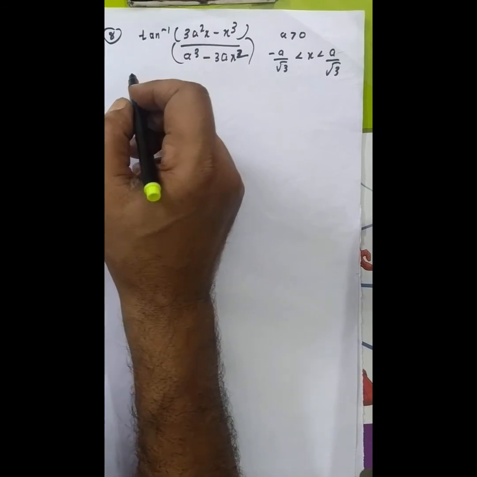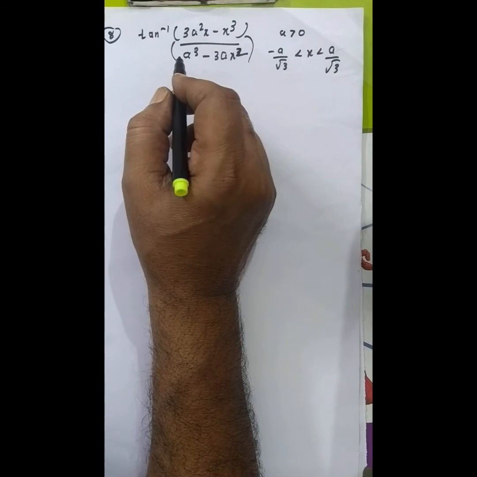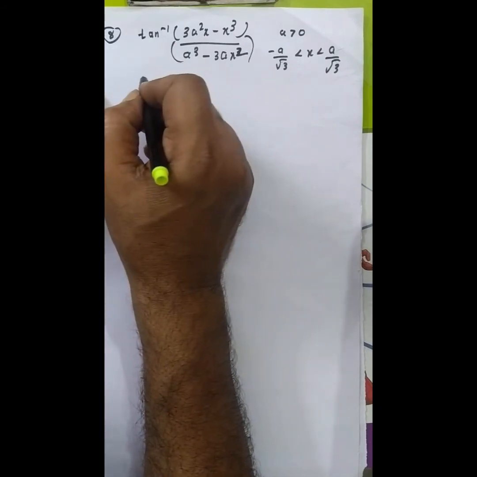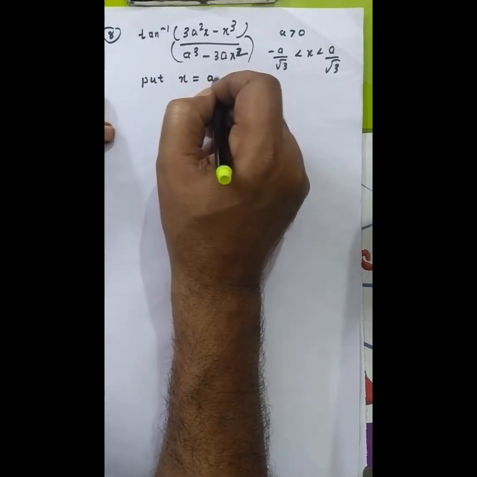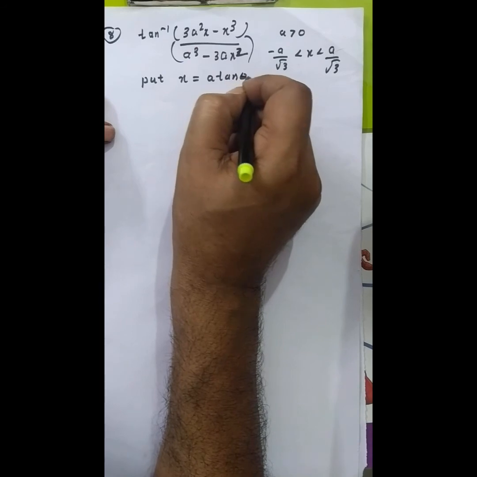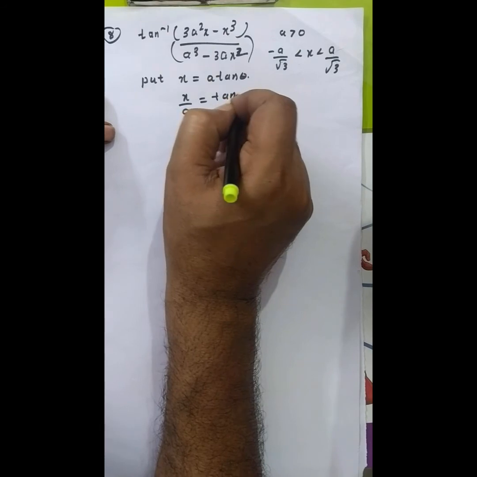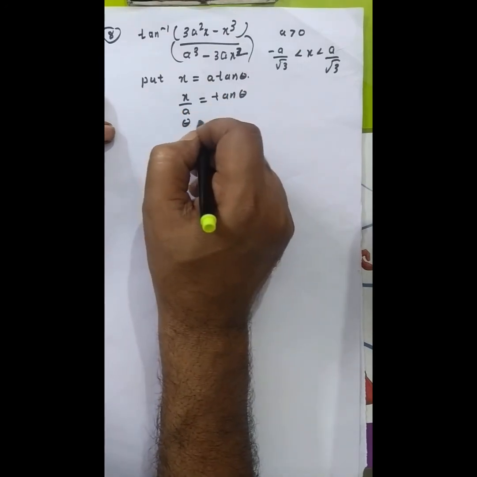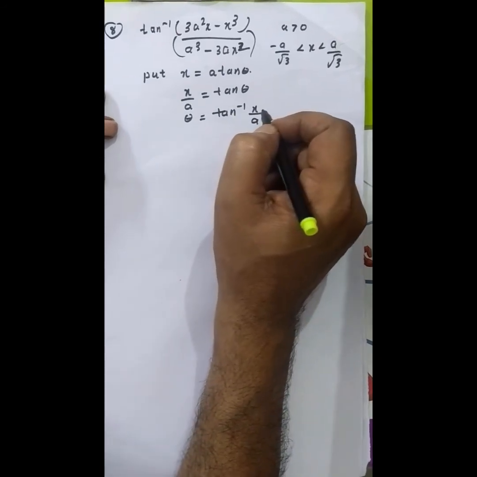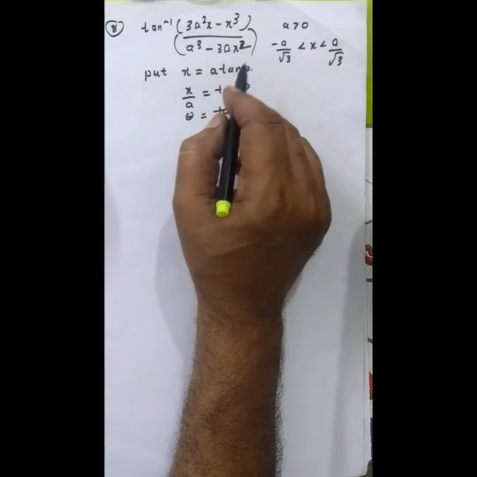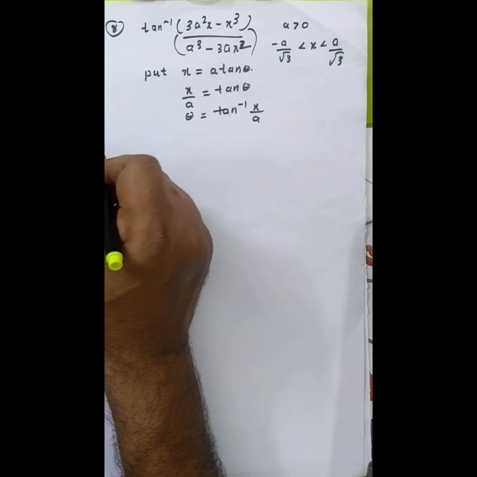So here the result is not given. So the sum is to express in the simplest form. So we'll put x is equal to a tan theta. If you put x is equal to a tan theta, x upon a will be tan theta and theta will be tan inverse of x upon a.